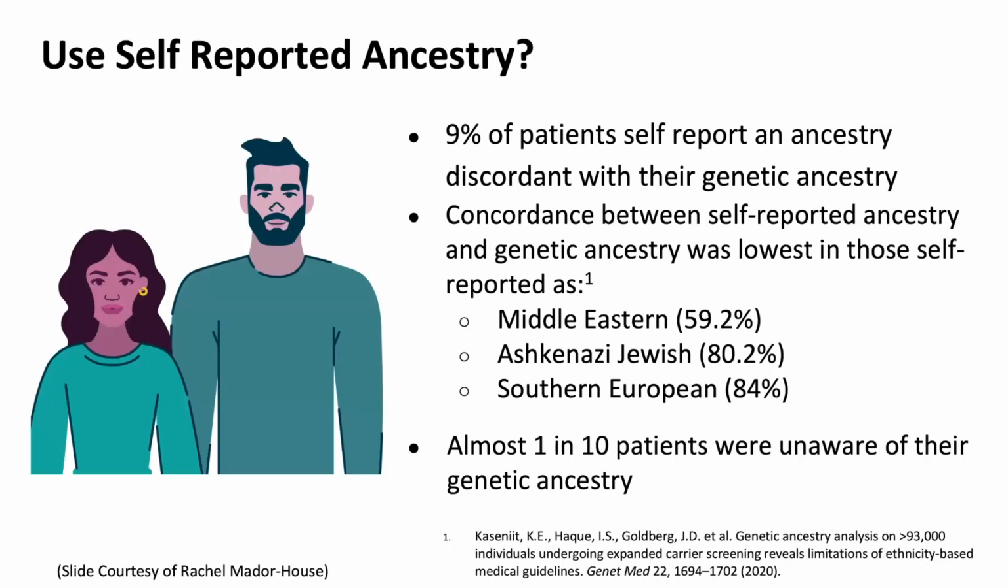Well, you can use self-reported ancestry, but of course, this is a really nice paper that looked at over 93,000 individuals undergoing expanded carrier screening. And 9% of patients self-report an ancestry that's actually discordant with their genetic ancestry as defined by allelic markers. In other words, our typical SNP analysis for trying to determine ancestry, continental ancestry, or even subcontinental ancestry. Concordance between self-reported ancestry and genetic ancestry was actually quite low in a number of groups. And almost 1 in 10 patients were unaware of their genetic ancestry.